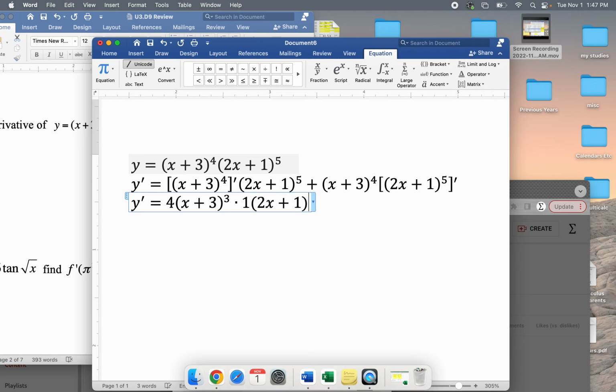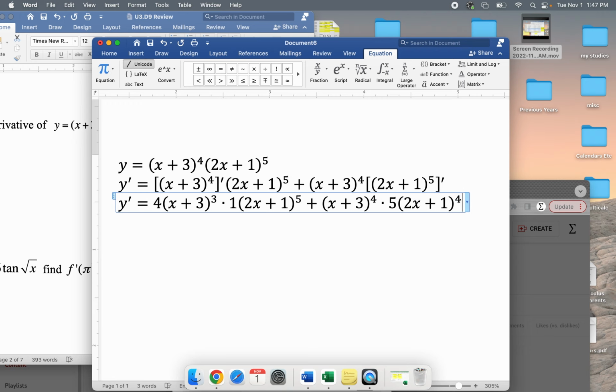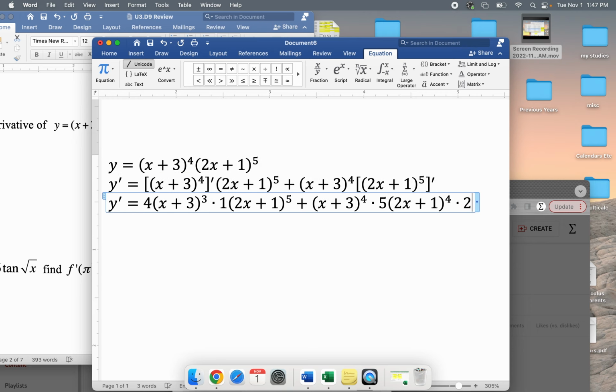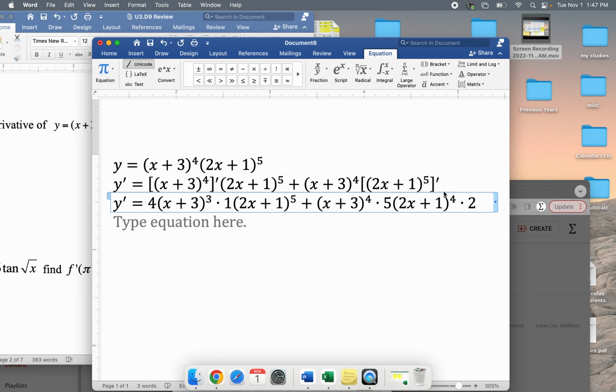And then the (2x + 1)^5 is just left there, plus now I'm just recopying the (x + 3)^4, and now I need to find the derivative of this guy. That's a composition. Outside function is blank to the 5th, so the derivative of that is 5 blank to the 4th. What goes inside here? 2x + 1, but I'm still not done because I need to multiply by the derivative of the inside function, which is 2.